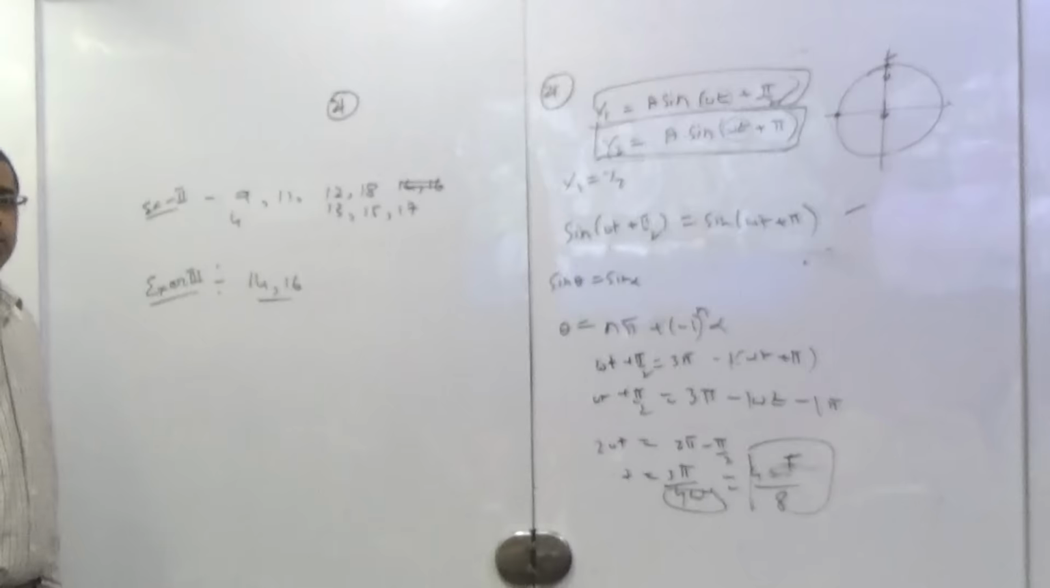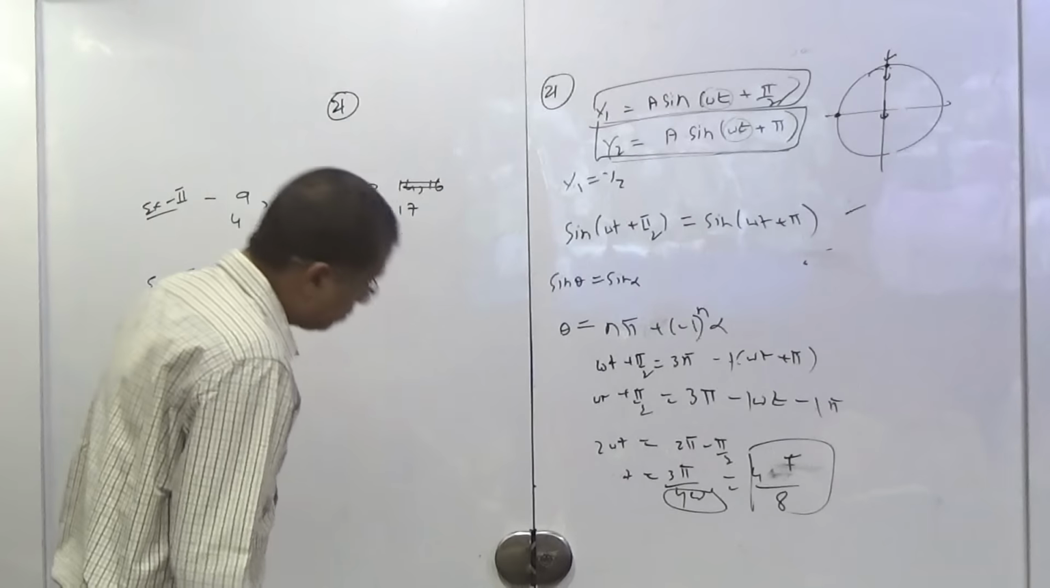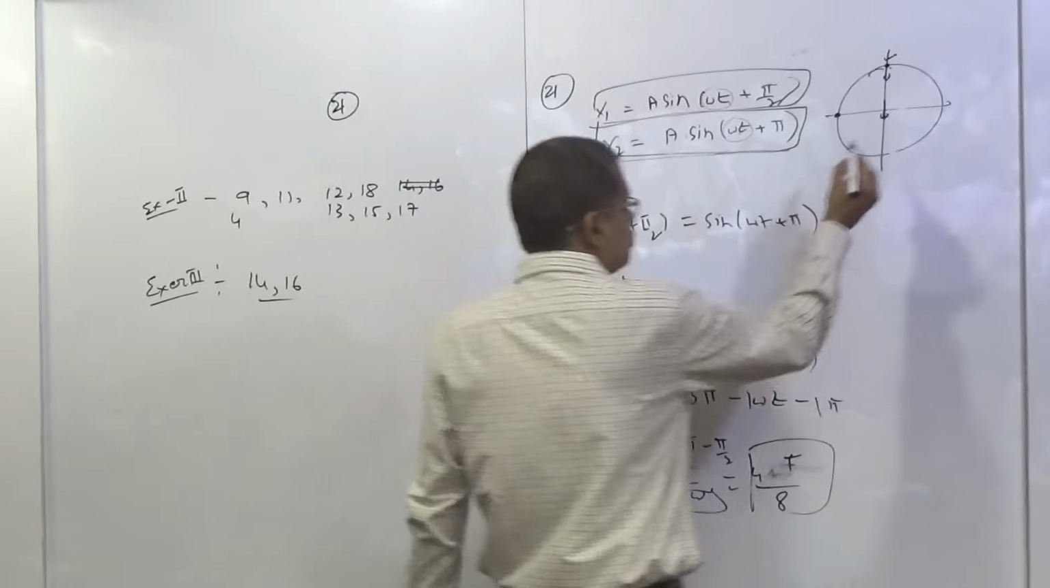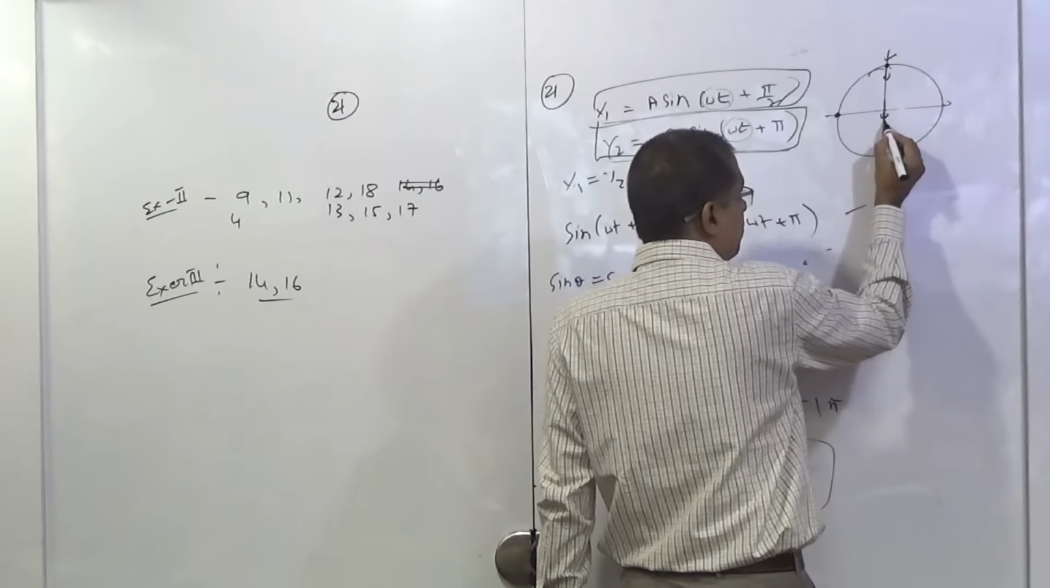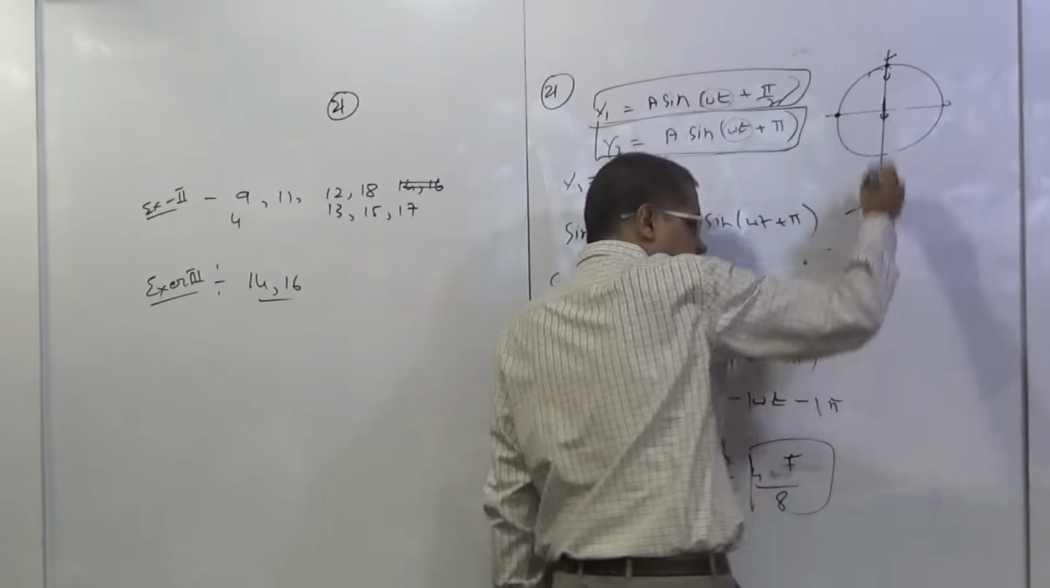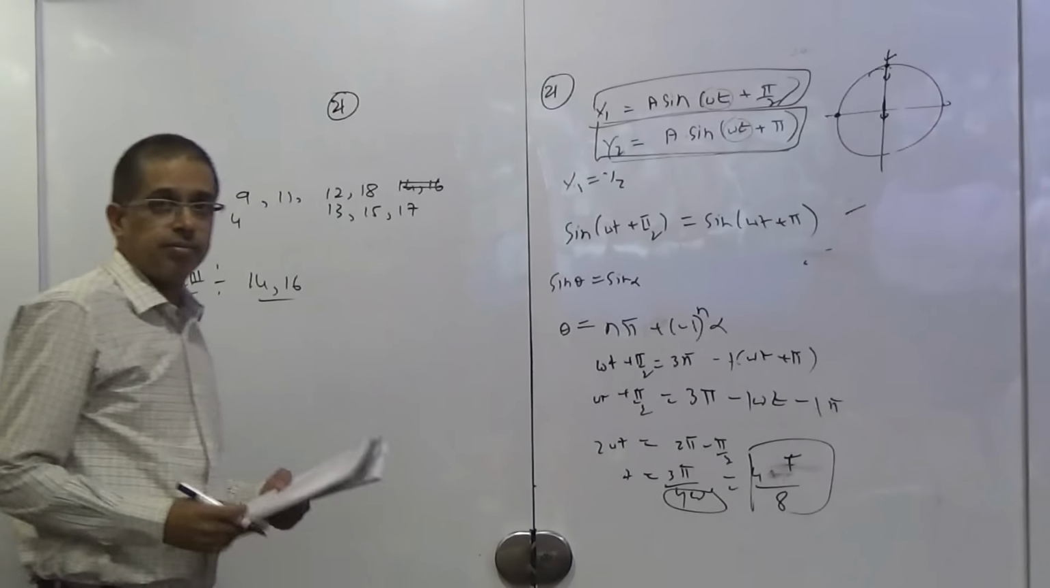Sir, why did you take pi, not 0? If I take 0, then the foot of the perpendicular will be going down and up. He wants both of them to be moving in the same direction.